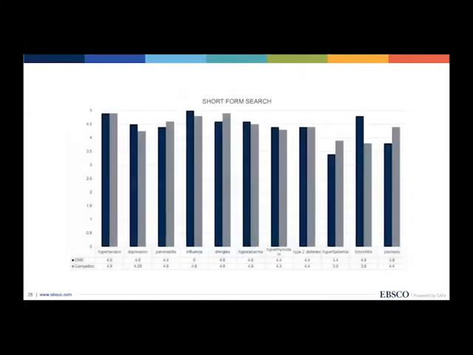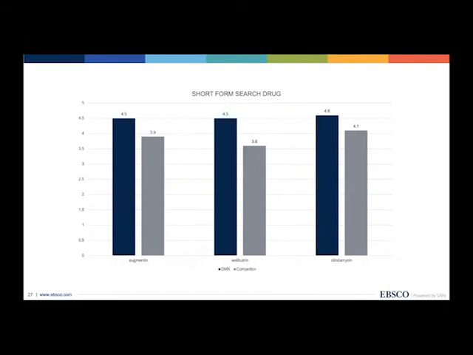And then this gives the further breakdown. You can see that, for example, for influenza, Dynamedics had a perfect score of 5, which is really phenomenal. The competitor product did really well for shingles and also psoriasis. Hopefully you can see these give examples of where Dynamedics can improve their content. And these are the short form searches for the drugs.